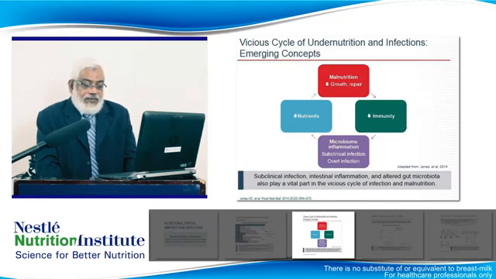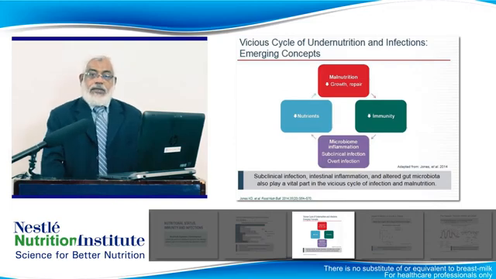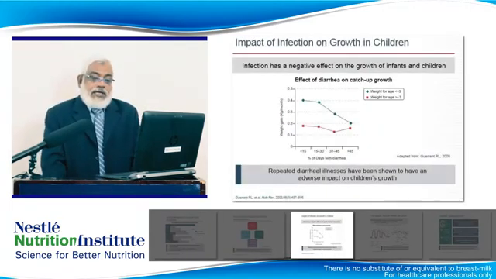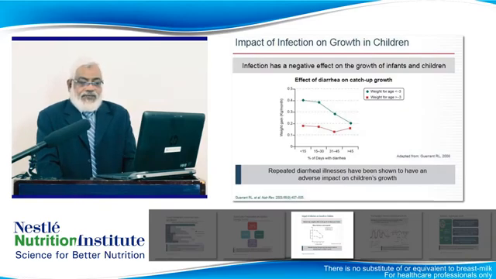So subclinical infection, intestinal inflammation, altered gut microbiota also play a vital role in the vicious cycle of infection and malnutrition. Impact of infection on growth in children. Infection has a negative effect on the growth of infants and children. Repeated diarrheal illnesses have been shown to have an adverse impact on children's growth.